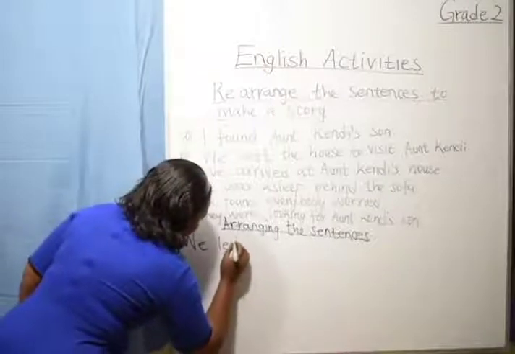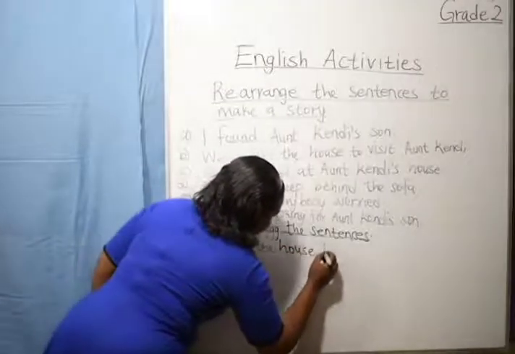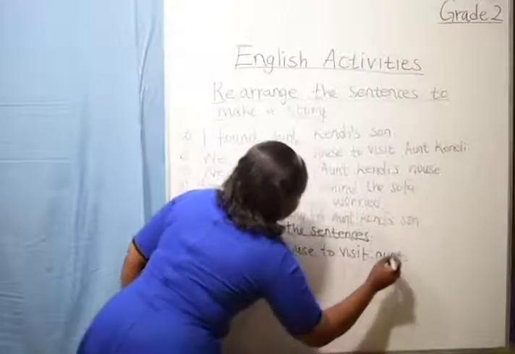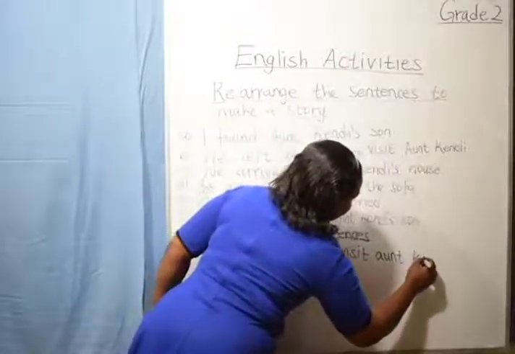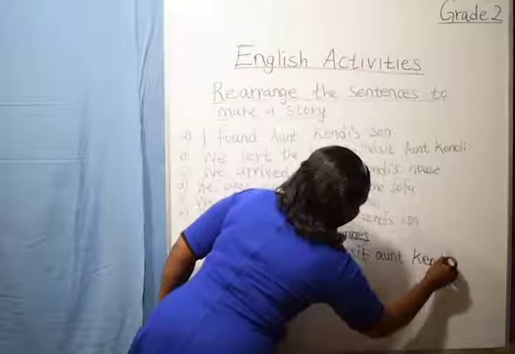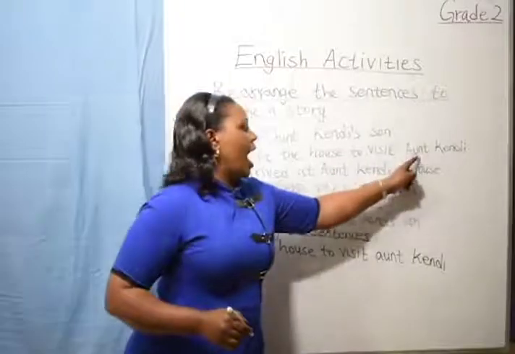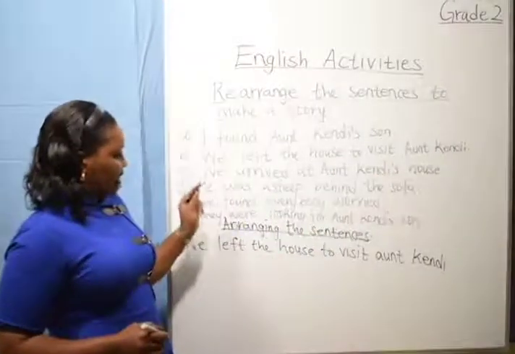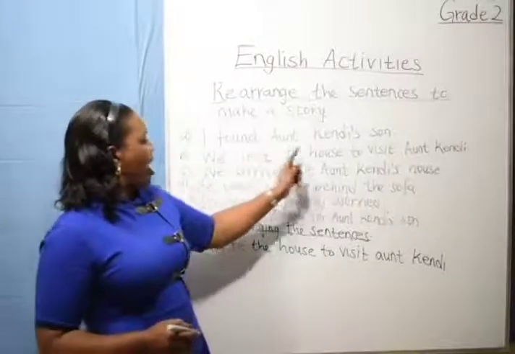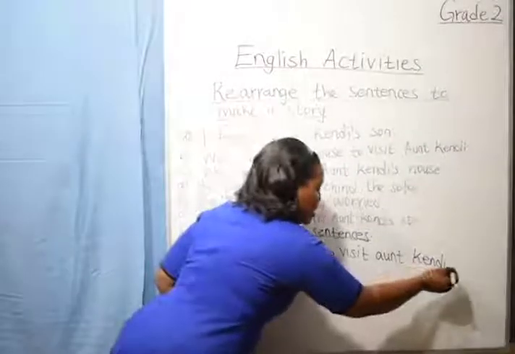We left the house to visit Aunt Candy. We have started with sentence B. That is our first sentence. We want to make a story, so the first sentence you are supposed to start with is: we left the house to visit Aunt Candy. Then a full stop.